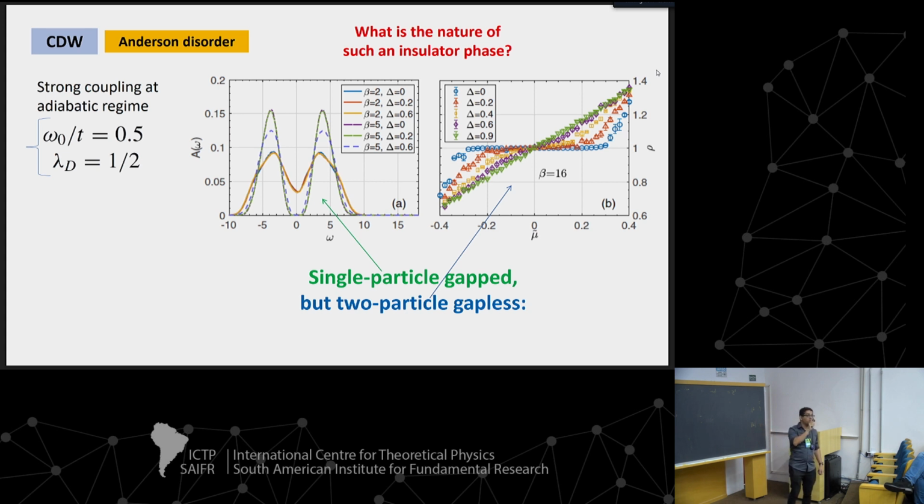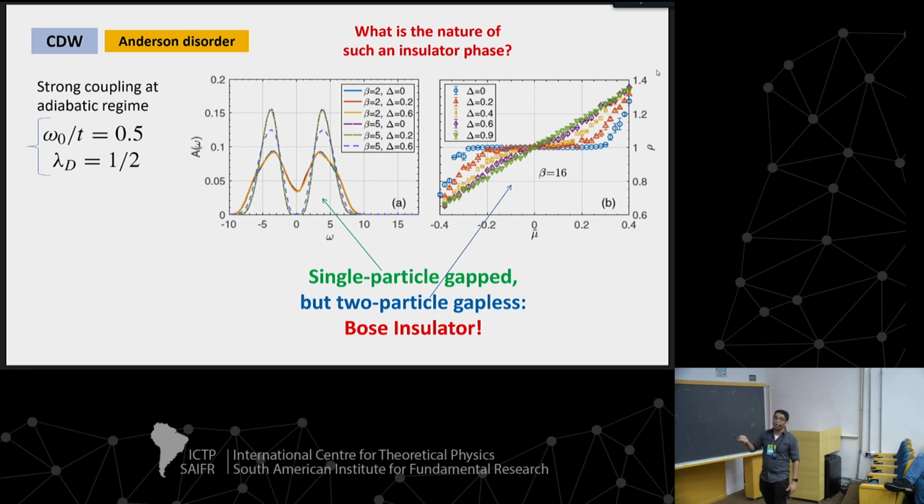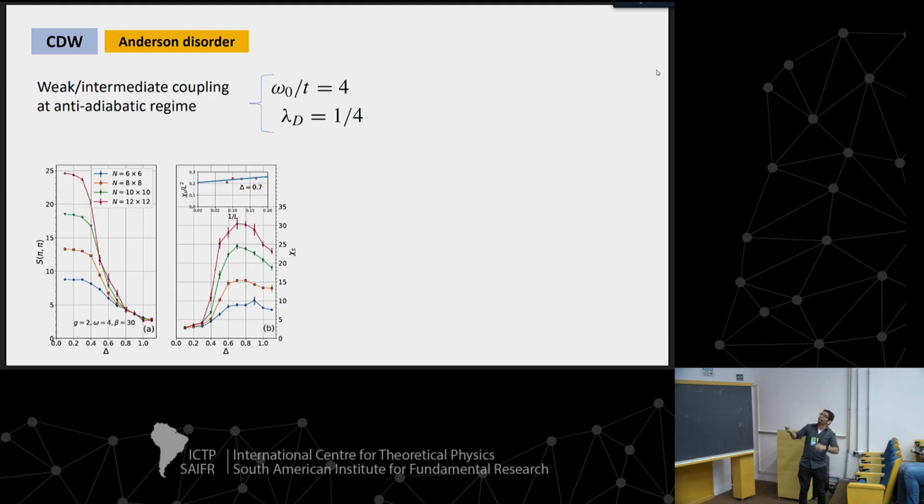And this is a very different insulator. This is what we call a Bose insulator. So this is the first result that we got. Probably my time is over, but I will just finish quickly.